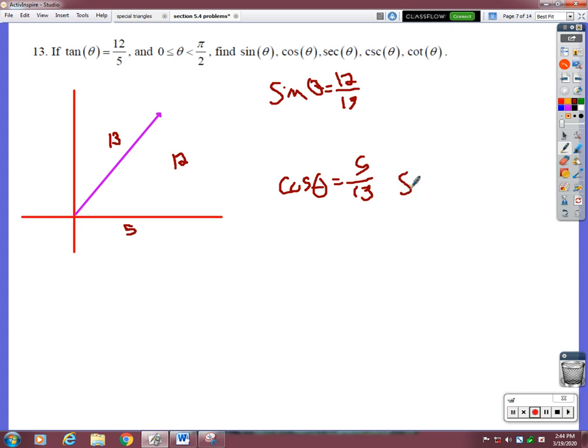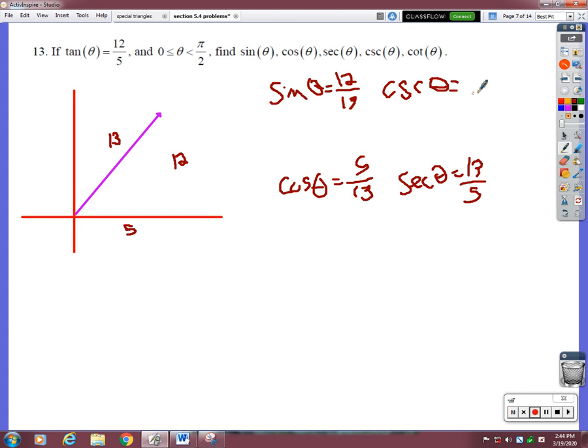Secant goes with cosine. Those two things are inverses of each other. Cosine is x over r. Secant is r over x. So that's going to be 13 over 5, which I know you could write as 2.6, but generally you don't do that in trig. You just leave it as a fraction. It wouldn't be wrong if you did it, but just generally speaking, you don't.